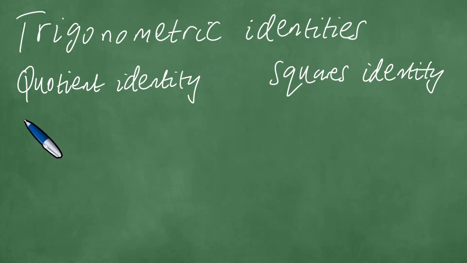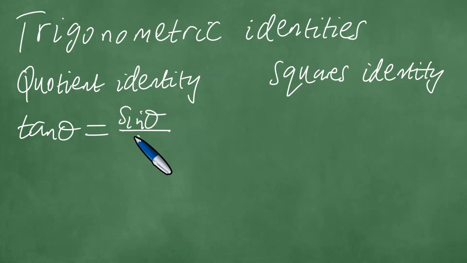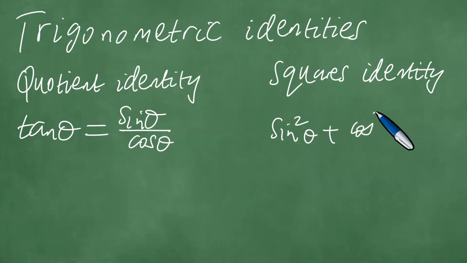Okay, right, so what is the quotient identity? We shall look at the proof of this, but the tangent of theta is the sine of theta divided by cosine theta. The squares identity is the fact that sine squared of theta plus cosine squared theta is always one. Take note of that. These remain extremely important, and we shall look at lots of identities for us to play with, so stay tuned.